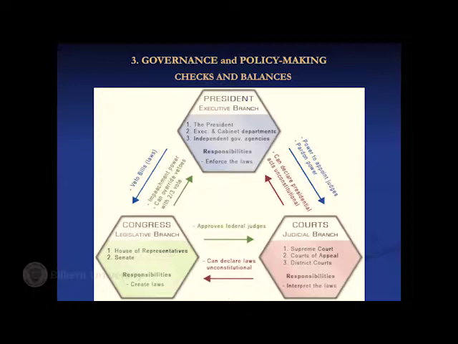And the president has pardon power. So he can say, I forgive those crimes. The court can declare presidential acts unconstitutional, so it has the power to do that. The Congress, upon the nomination of the president, may approve federal judges. And the courts, especially the Supreme Court, can declare laws unconstitutional. So you see the horizontal checks and balances in the system. Okay? So horizontal separation of powers.